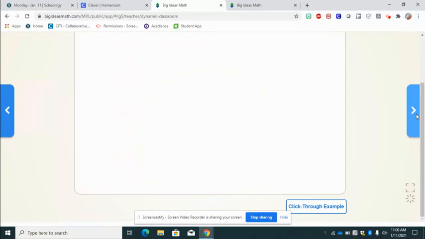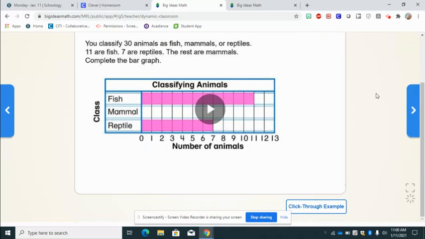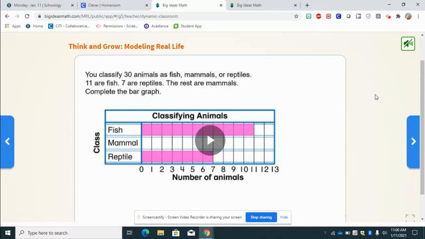Okay, now we're going to be on page 640 in your math books, and this is our Think and Grow Modeling Real Life. You classify 30 animals as fish, mammals, or reptiles. 11 are fish, 7 are reptiles, the rest are mammals. Complete the bar graph. So we only know fish and reptiles.